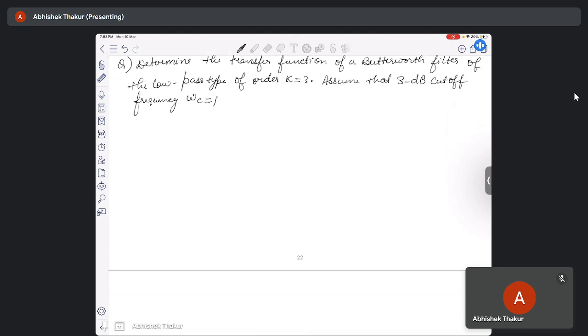So now we have to determine the transfer function. So for this question, for filter order k is equal to 3, the number of poles is equal to 2k, that is equal to 6. And these are located on a unit circle with an angular spacing of 60 degrees.